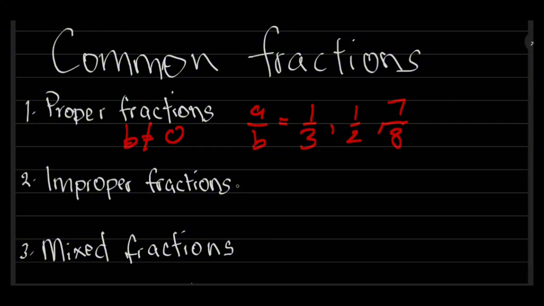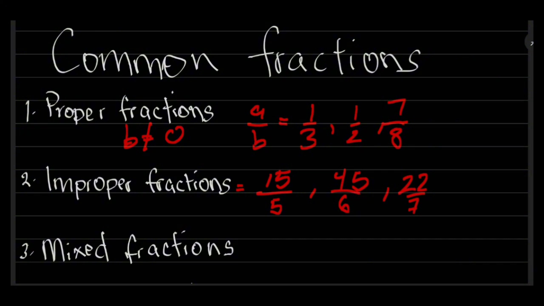With improper fractions, the numerator is larger than the denominator in value. So we have numbers like 5 over 2, 15 over 5, 45 over 6, and then the all popular 22 over 7.